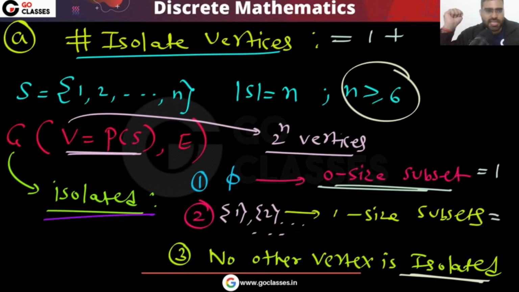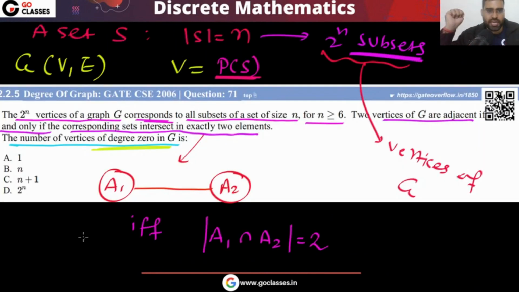And how many one size subsets? That will be n choose 1, nC1. So your answer is n plus 1. So your answer is going to be n plus 1. This is clear, right? Yes or no?